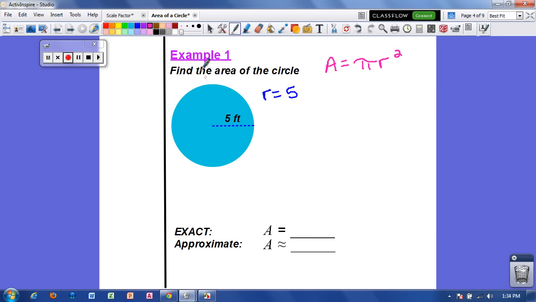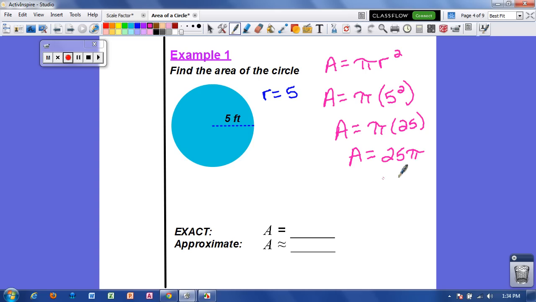So now I'm simply just going to plug in what I know. So obviously I don't know my area. So my area equals pi times the radius squared, and my radius is 5. Now, I have to find 5 squared first. 5 squared is 25, so that would be pi times 25. And then I would simply write that as 25 pi. This is leaving it in terms of pi, so this is the exact answer. So the area of the circle is 25 pi.